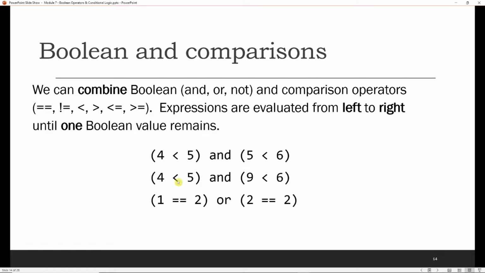We test this, so we know this side's already true. 9 is less than 6 is false, so true and false will become false. And then finally, 1 is equal to 2 is false, or 2 is equal to 2 is true, so this last statement will evaluate to true.